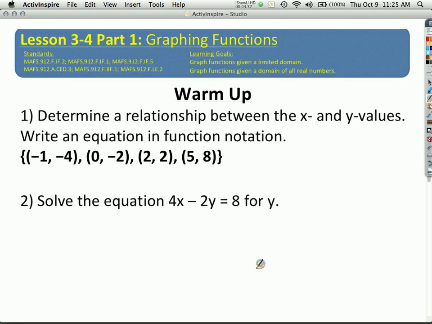Pick up your colored pens, put your pencil down. Number 1, I'm asking for an equation in function notation that represents the relationship. What did you get? Start with Garion, Michael, and then we'll go to Isabella. What did you get, Garion? F of x equals 2x minus 2.